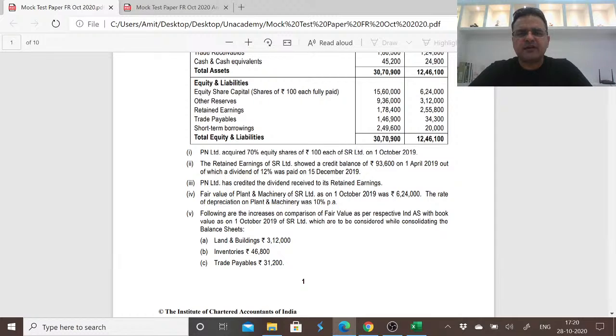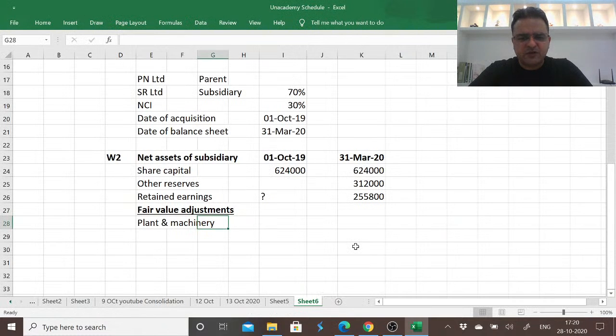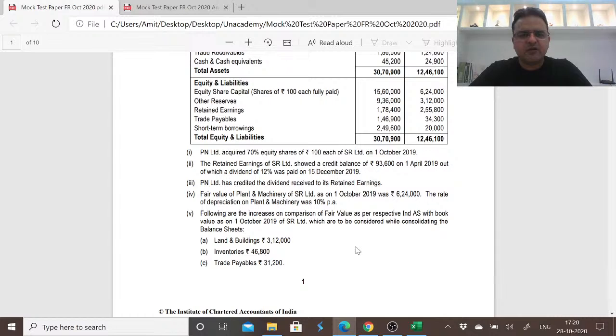So that means whatever was the carrying amount, there is an increase in the fair value. This is the final amount. We are not directly given the increase in the fair value, so we'll need to calculate this. We'll be calculating these two amounts: what is the fair value on the date of acquisition and what is the depreciation charge on the increased amount. These two are pending. Then we get to know that following are the increases on comparison of fair value.